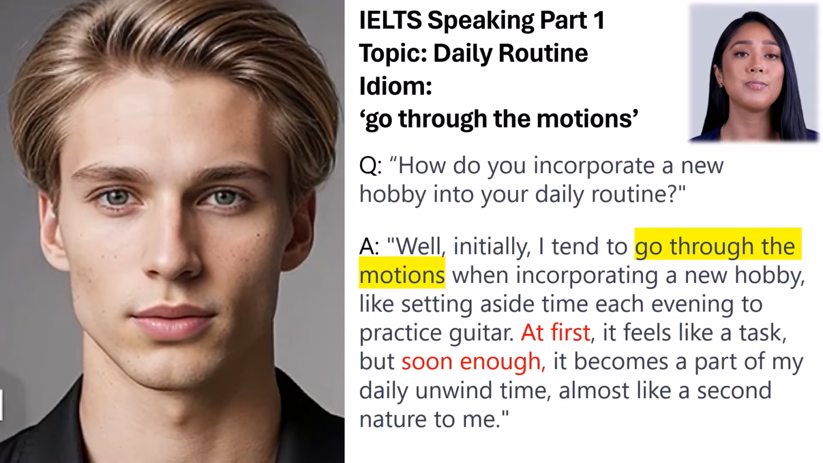The idiom "go through the motions" aptly describes the initial effort to incorporate a new activity into one's routine, which aligns with the question about adopting a new hobby. This expression shows a sophisticated use of language, relevant for a Band 9 score in the IELTS speaking test. The answer subtly uses the present continuous tense to describe the ongoing nature of the process. Transitional phrases such as "well," "at first," and "soon enough" are used effectively to structure the response, indicating the transition from effort to habit.